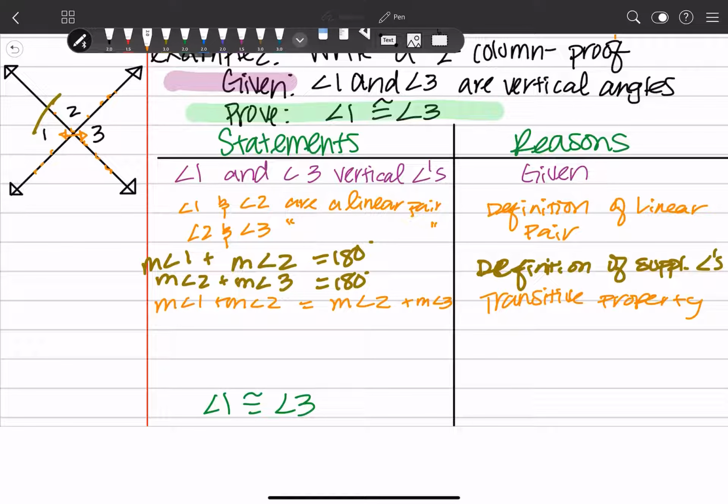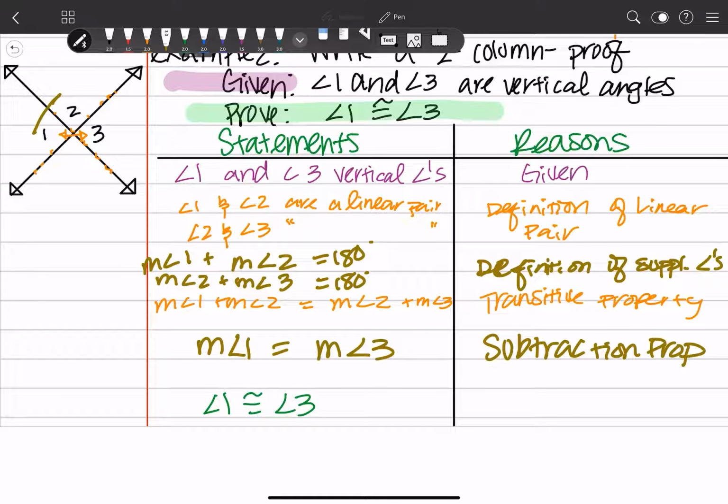All right, well, now, hey, did you notice this? They both have that measure of angle 2. Well, let's get rid of it. If we subtract it from both sides, we're going to get the measure of angle 1 is equal to the measure of angle 3. Well, hey, we just subtracted. That's our subtraction property.